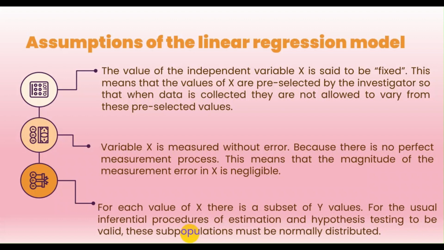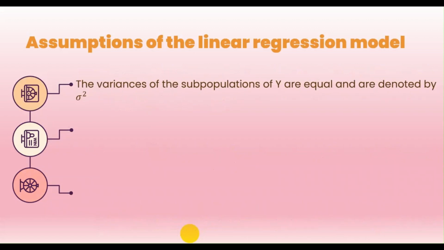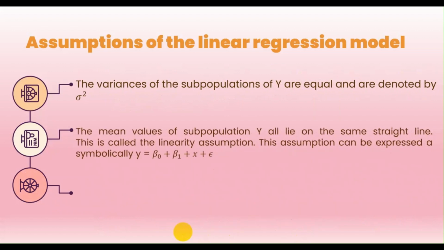For each value of x, there is a subset of y values. For the usual inferential procedures of estimation and hypothesis testing, these subpopulations must be normally distributed. The variances of the subpopulations of y are equal, and they are denoted by sigma squared. It means the values of population y lie on the same straight line. It's called the linearity assumption.